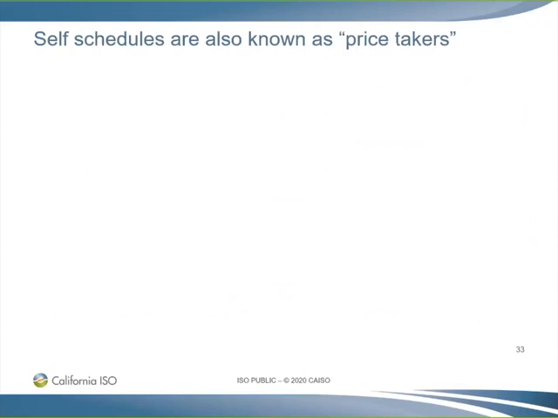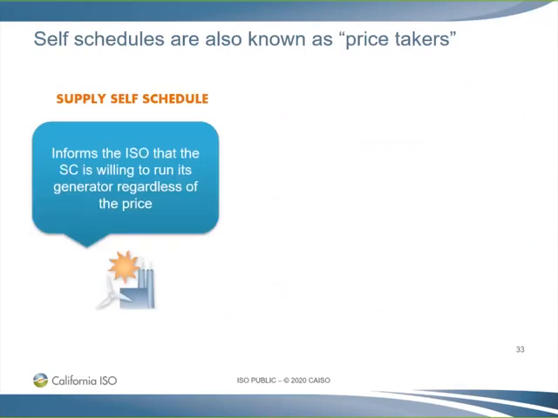We also have the ability to submit self-schedules, which are considered to be price takers. These are offers to either supply or buy no matter what the price is. For example, a supplier could submit a sales schedule for 100 megawatts of energy. This tells the market that they are planning on generating 100 megawatts tomorrow, regardless of the price. Perhaps they have a contract with an LSE to provide those megawatts.